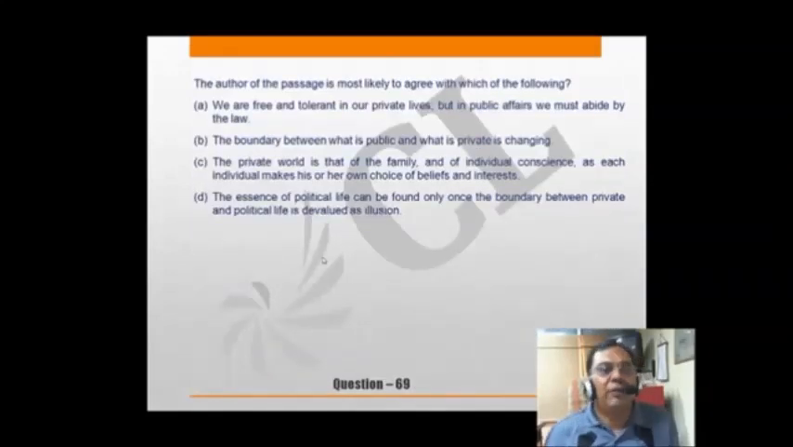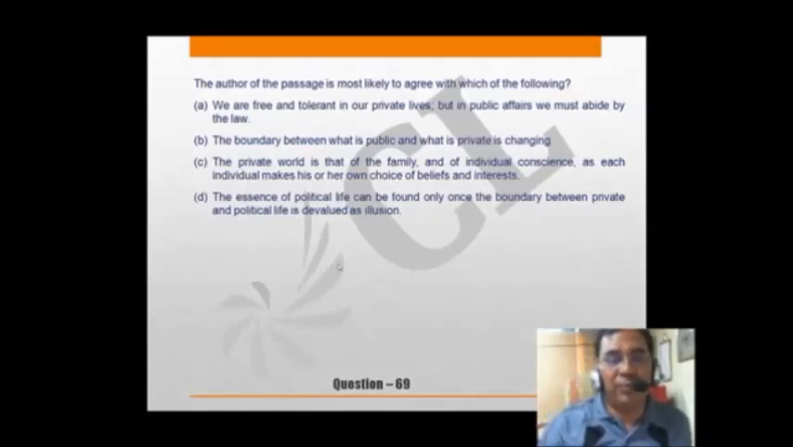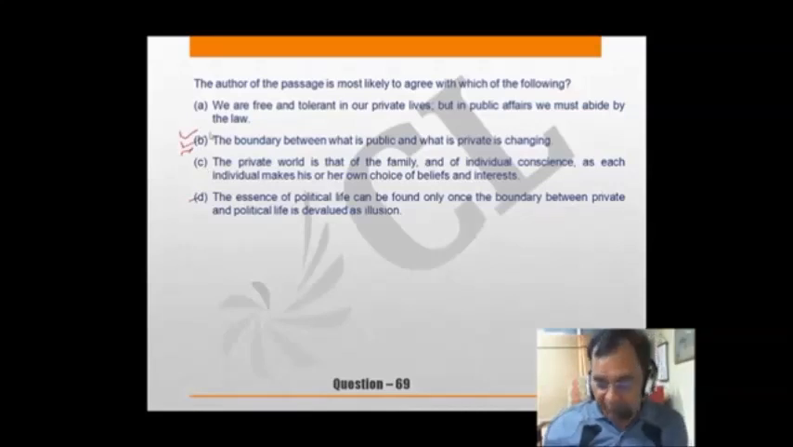The author says we are free and tolerant in private life, but we must abide by the law. No, in personal life also we have to do it. What is public and what is private is changing. Yes, most likely we agree with this. The private world is that of family, it makes its own. No, this can be found only when the line between private and public is devalued as an illusion. So this can be the answer. But definitely I would like to go for this as the major thing, because that is the main central idea.